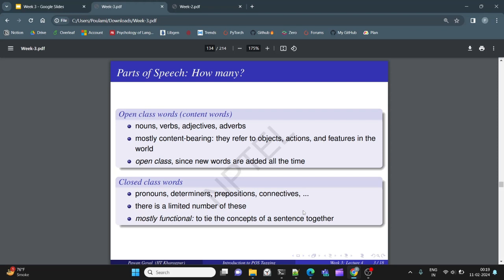Whereas if we take closed class words, those would include pronouns, determiners, prepositions, connectives. All these are closed class words. They serve grammatical purposes, and that is their function. Closed class words are limited in number, and as I said, they bear grammatical functionality.